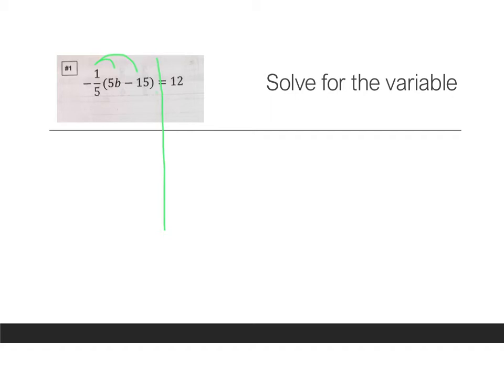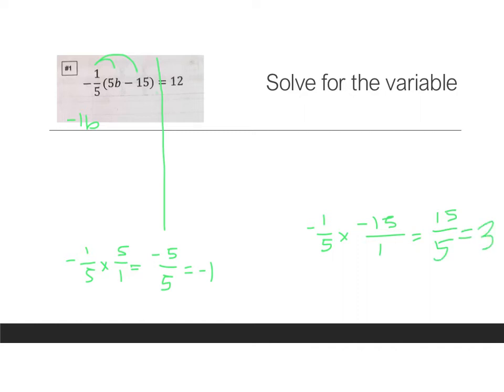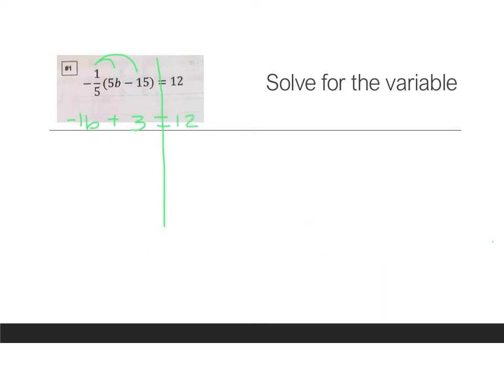So we have to do negative 1/5 times 5b. So let's first start with negative 1/5 times 5 over 1. That's going to give me negative 5 over 5, which is just negative 1. So I'm left with a negative 1b. And now I need to multiply negative 1/5 times negative 15. So negative 1/5 times negative 15 over 1. So we get positive 15 over 5, which gives us 3. So negative 1/5 times negative 15 will give me a plus 3, and then I'm going to bring down my equals 12. All right, so now we've actually got a pretty simple two-step problem that we can solve.